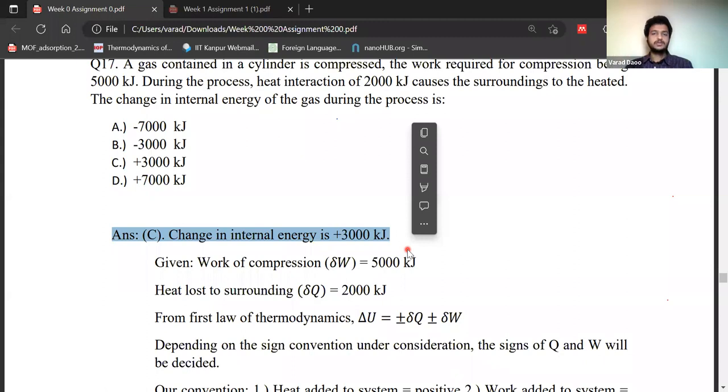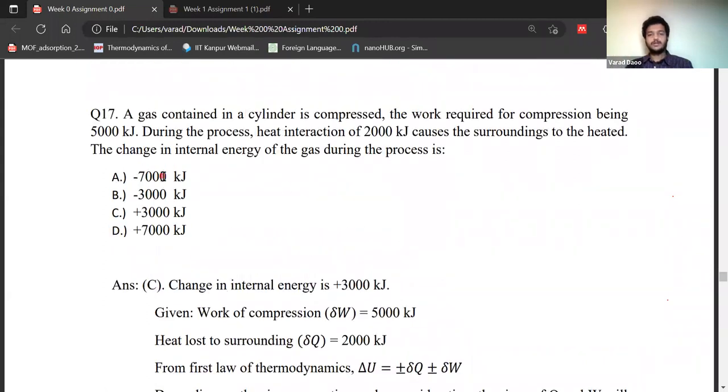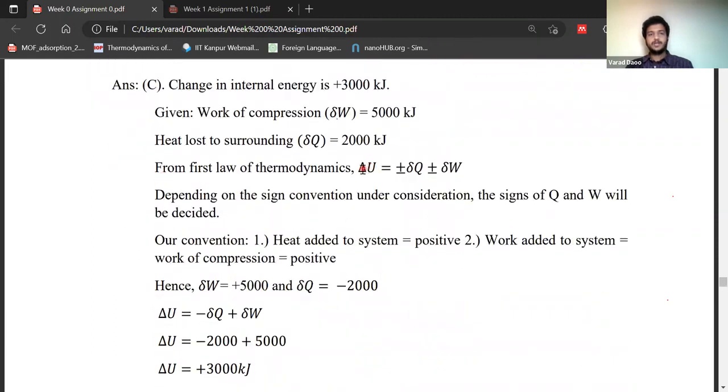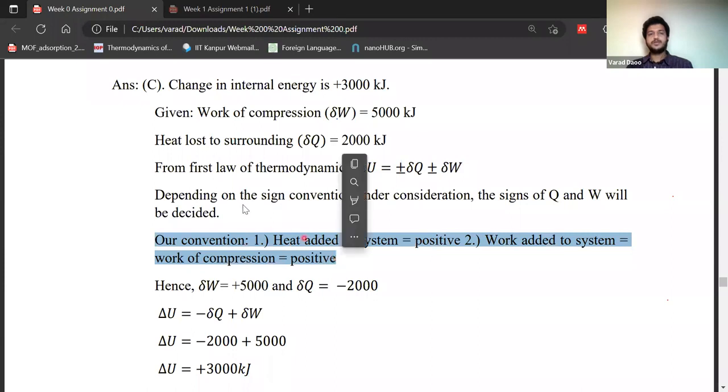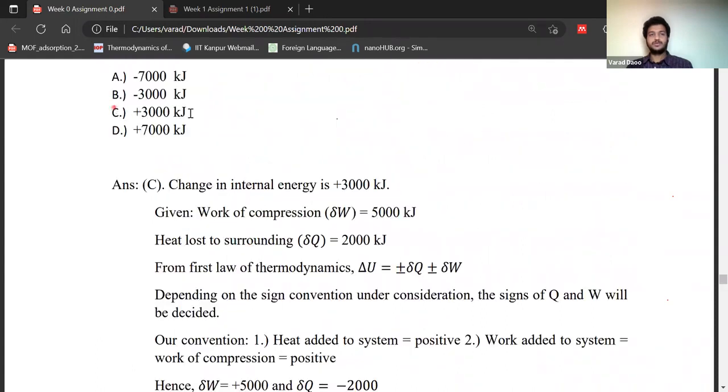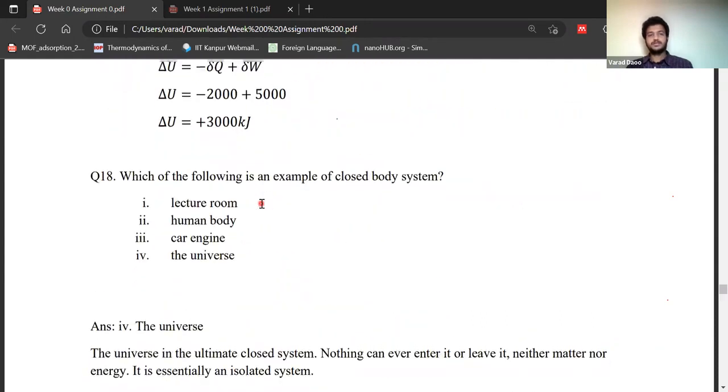So anybody has any questions? This is clear to everyone? So remember, this is the first law, and both things can be positive. Remember to take the convention into account. This is the convention which is followed in most of the textbooks, and we are also going to follow this convention. As long as you use this formula of first law and give the correct convention, we will have the correct answer, right? 3000 kilojoule, option C. Anybody has any question?